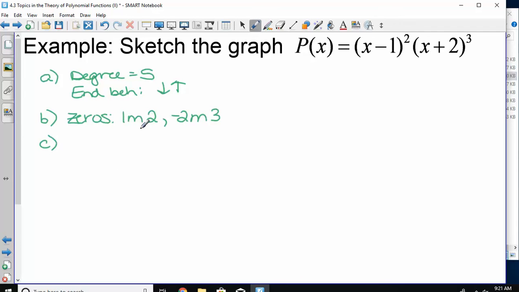Okay, C. At 1, is my graph going to bounce or go through? Bounce. You look at the multiplicity. 2 is even, so it will bounce. What's going to happen at -2? It will go through because the multiplicity is 3 and 3 is odd. So make sure you're paying attention to if the multiplicity is even or odd, not the number itself.